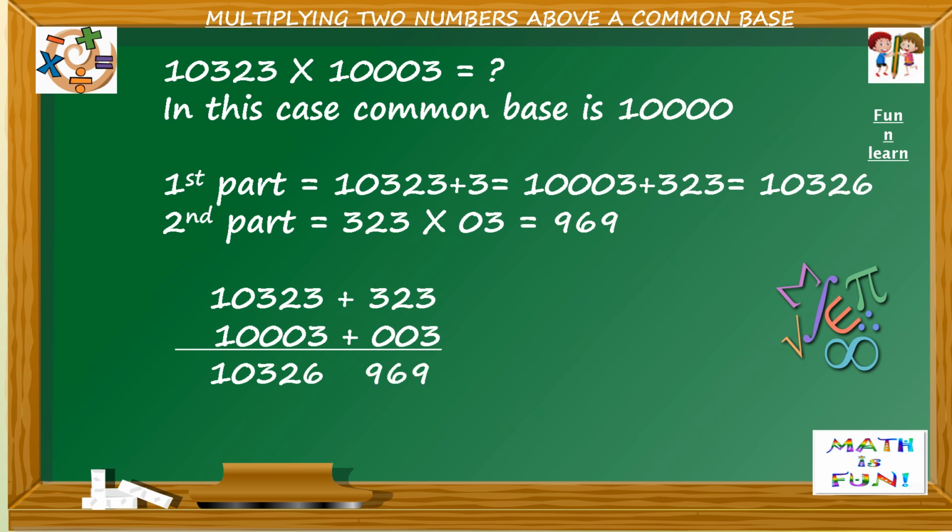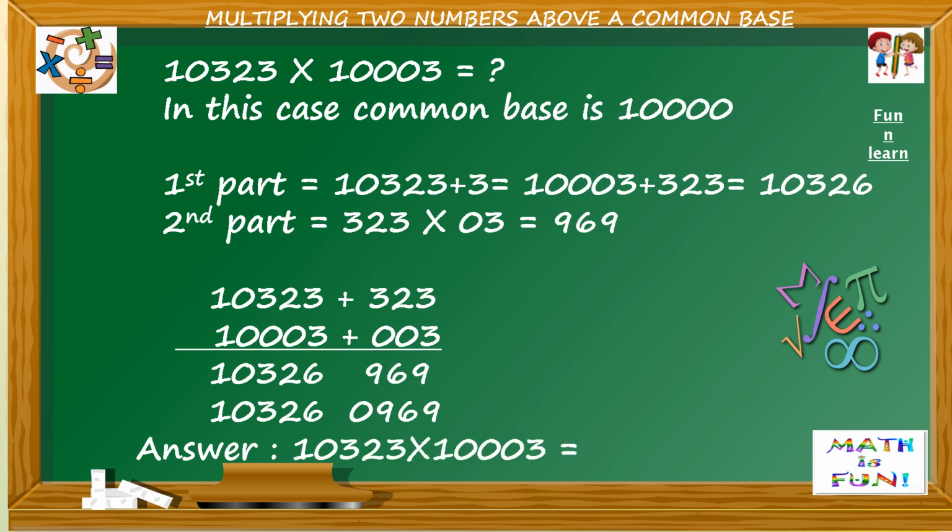As we can see here, the second part contains only 3 digits and our common base is 10,000. So it contains 4 zeros. So our second part should be in 4 digits only. For making the second part 4 digits, we will prefix a 0 in 969. So our second part will be 0969. So answer for the multiplication of 10323 into 10003 is equal to 103260969.